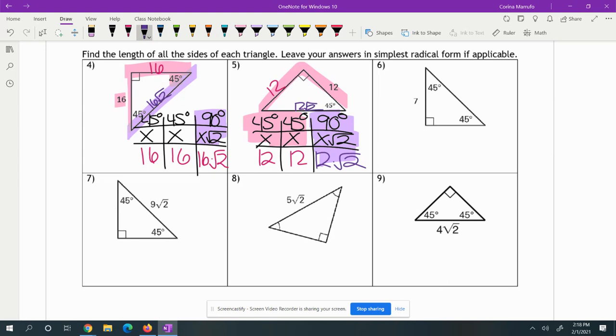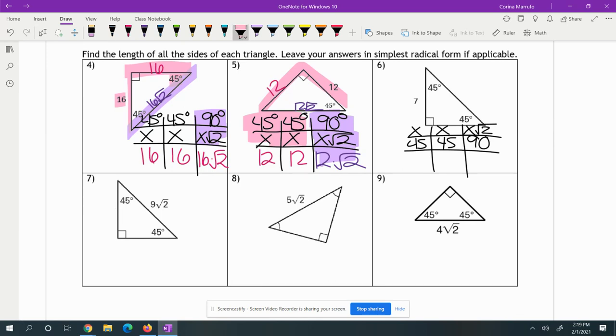Okay, so we're gonna do the same thing again. We set up our table. X, oh, I did it backwards. X, x, and the square root of 2, that's okay. Which is my 45, 45, 90.